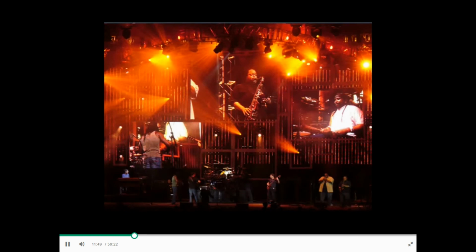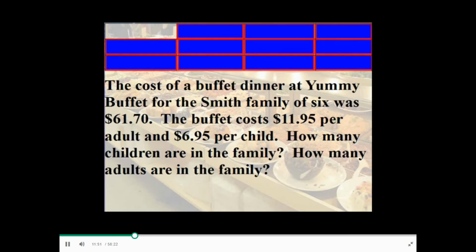Excellent. Okay, now on we move to problem number 2. The cost of a buffet dinner at the Yummy Buffet for the Smith family of 6 was $61.70. The buffet costs $11.95 per adult and $6.95 per child. How many children are in the family and how many adults are in the family?